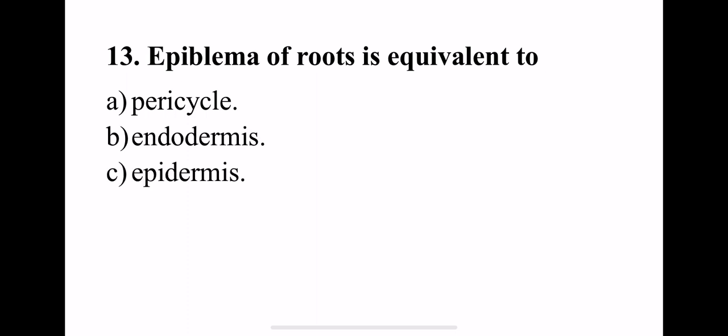Next question, epiblema of roots is equivalent to. So in the tissue system, I told that epidermis is the term used in the dicot root, but epiblema is the term used in the monocot roots. So epiblema of root is equivalent to epidermis. Epiblema is the outermost layer in the root system. Epidermis is the outermost layer in the dicot root.